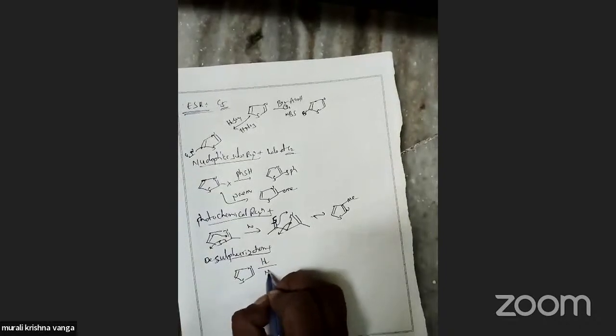Next, desulfurization. When reacting with hydrogen in the presence of nickel, the ring opens and the sulfur atom is eliminated. So this is thiazole.